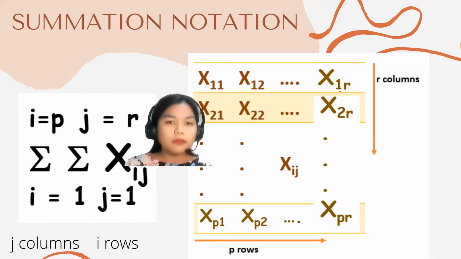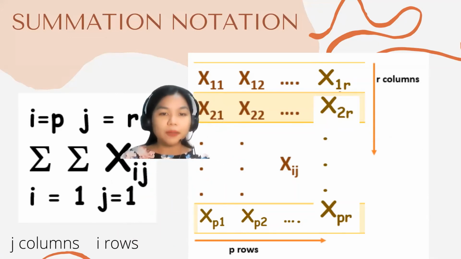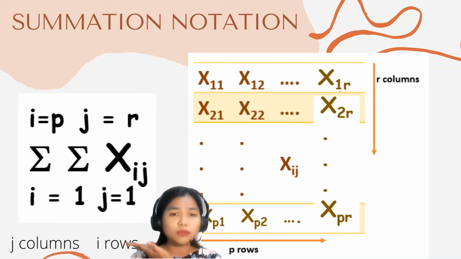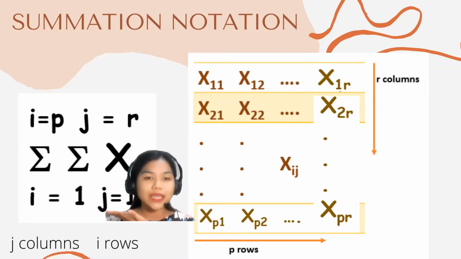So, here, bakit po sinasabi niyo, ma'am, na R po natin ay columns, tapos P po natin ay rows. Tapos dito po sa baba, meron din po nakalagay dito na J columns, tapos I rows. Ano po ba yung totoo? Okay, let's try to clear this out for it not to be vague anymore.